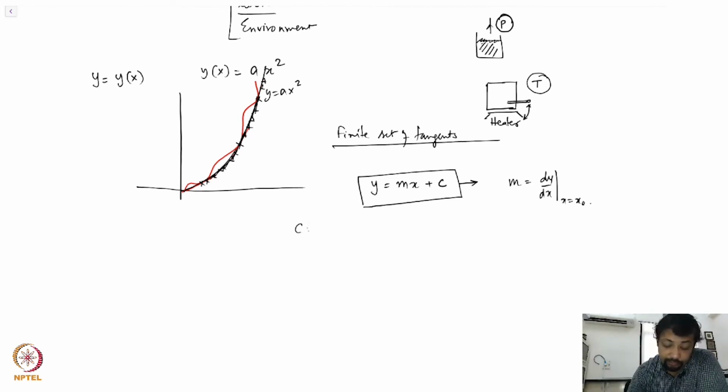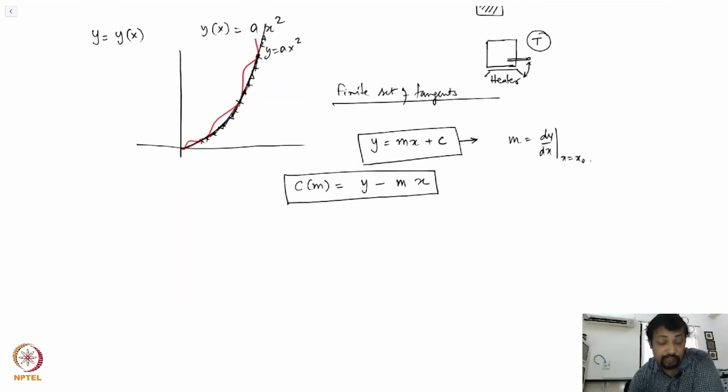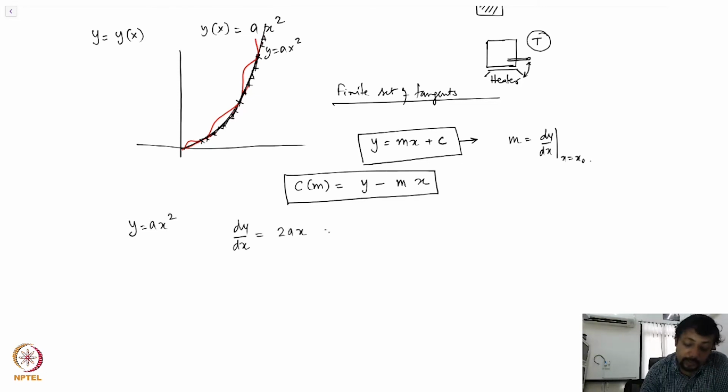So therefore, I have to define a function c of m, which is y minus m times x. The moment I define this c as a function of m, if m varies along the curve, so does the intercept. Therefore, I have encoded all the information that is required to reconstruct back the curve. Let's see. So y is equal to ax squared, that is the function that we started off with, and then it follows that dy dx is twice ax, which is m, which implies that m is equal to twice ax and x is equal to m by twice a, correct?